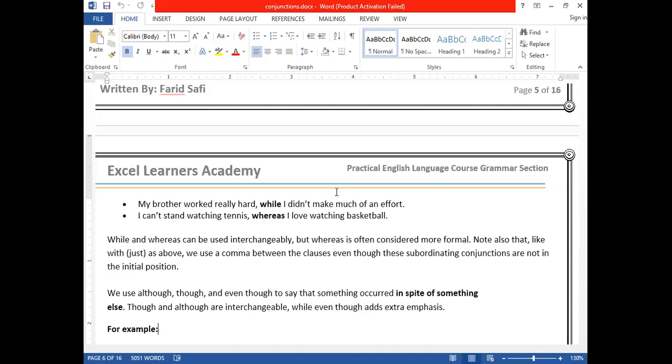We use although, though, and even though. It is used in your IELTS writing skill, clear? Remember, to say that something occurred in spite of something else. Something happened in spite of what? In spite of something else. Though and although are interchangeable, while even though adds extra emphasis. All these three are the same, clear? But if you want to say even though, like as I said with just as, it puts extra emphasis, the rest of the time they are the same.